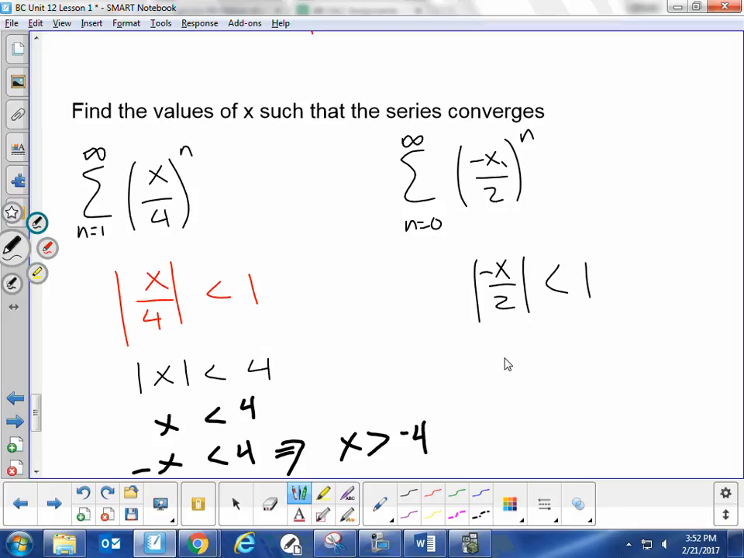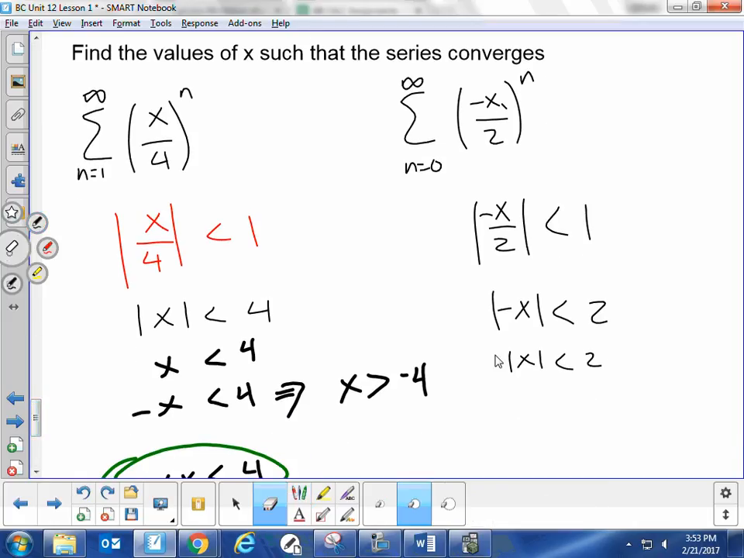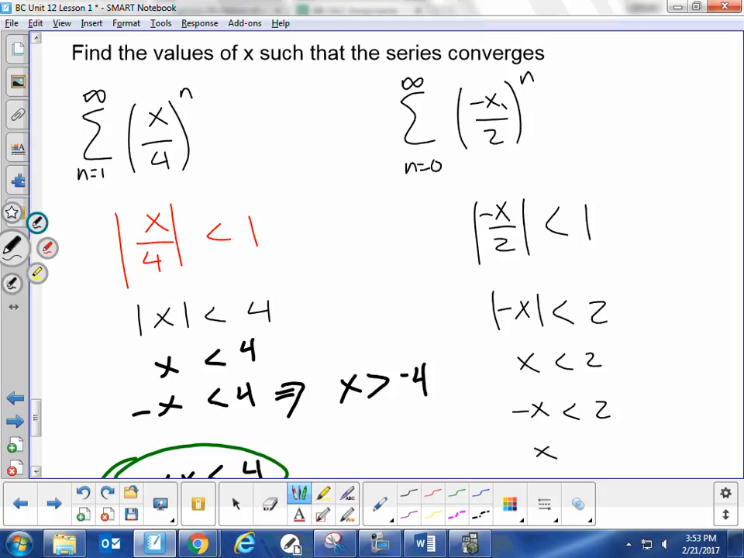Anyways, so we'd have negative x has to be less than 2. I multiply both sides by 2. I can do that. Well, this ends up being just positive x has to be less than 2 because of the absolute value. So positive x would have to be less than 2, and negative x would have to be less than 2. That'd be x has to be greater than negative 2. So we'd have to be between negative 2 and 2. Should make sense. We just need to make sure we have a fraction, something less than 1, in our series. So those are some easy ones.